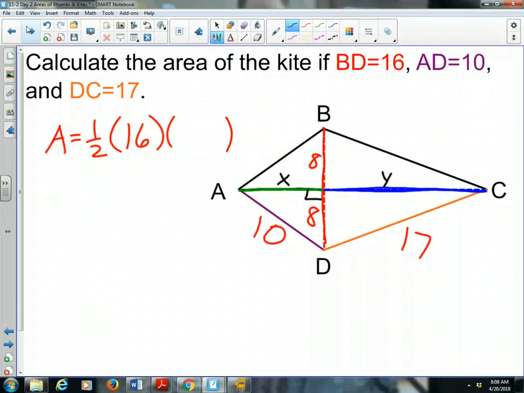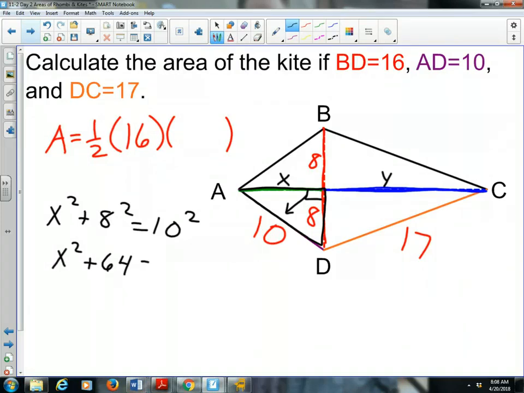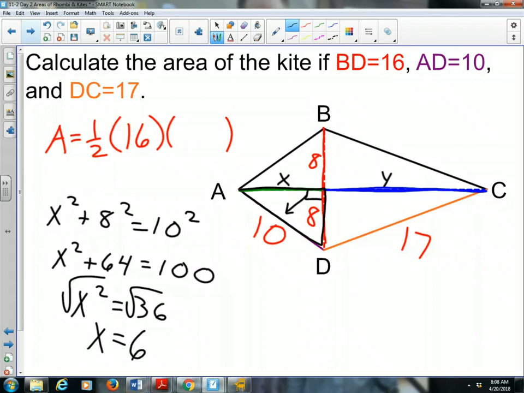Let's do this thing with this triangle right here. x squared plus 8 squared equals 10 squared. The hypotenuse opposite the 90 is 10. So x squared plus 64 equals a hundo. Subtract 64, so x squared equals 36. Square root both sides, and x equals 6. This distance from A to, I'll call it E, segment AE, is 6 units.